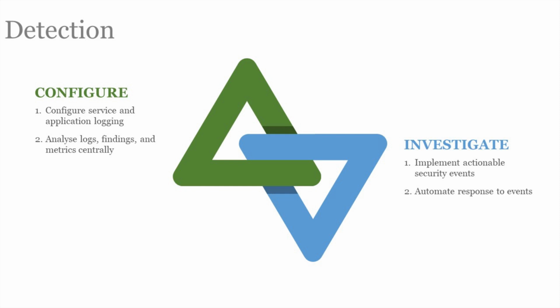Investigate. 1. Implement actionable security events. Your log configuration and analysis are only useful if you have an action plan or runbook for each type of finding or event. You need to have documentation about each type of finding and update it continuously with a runbook when a particular event occurs.